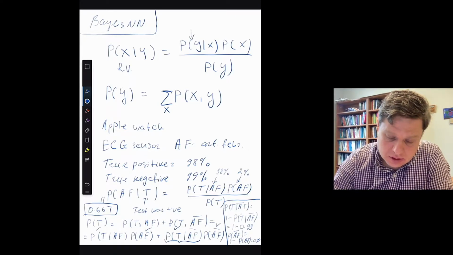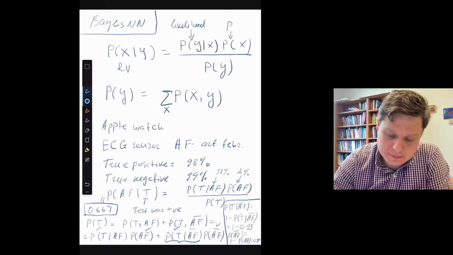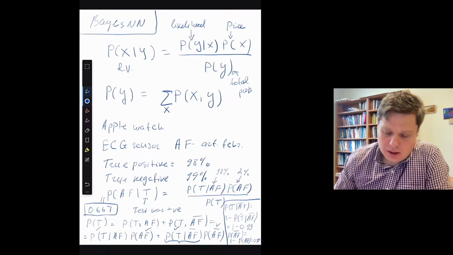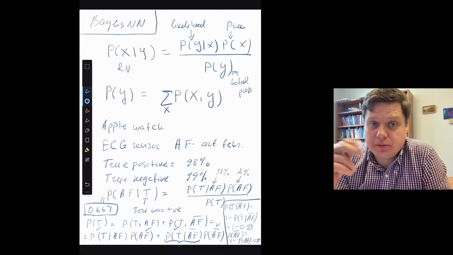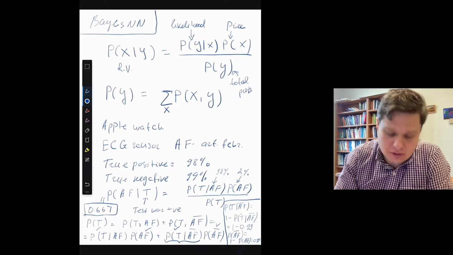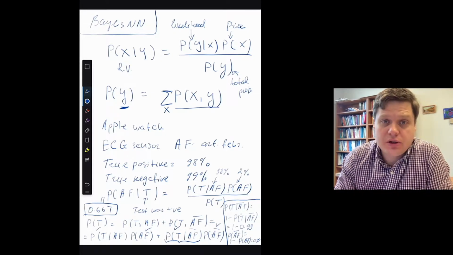And to introduce the terminology, p of y given x is called the likelihood, p of x is called the prior, and p of y is called the total probability or marginal. And the total probability can be calculated from the joint by summing out one of the variables. So if we want to calculate the total probability of y, it's just the sum of the joint p of x and y, where we sum out the x.